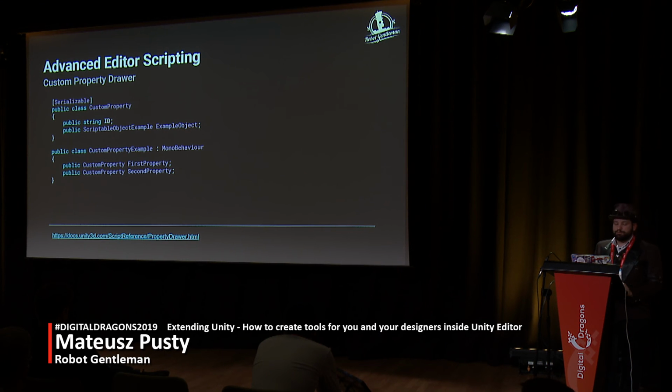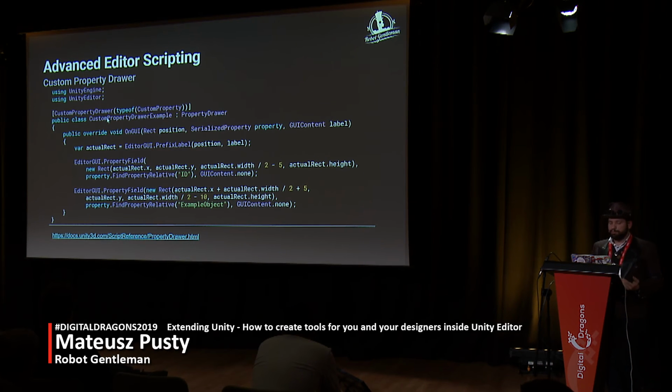We can also create custom property drawers. Basically, a custom property drawer is a drawer that will be used anywhere in Unity for your own class. So I have a class that's serializable, that has an ID and a scriptable object example object. And then I have the MonoBehaviour that has variables of the custom property type.